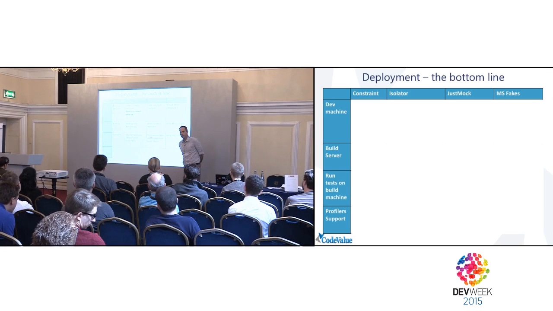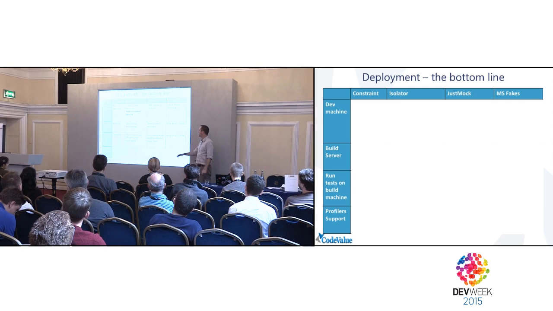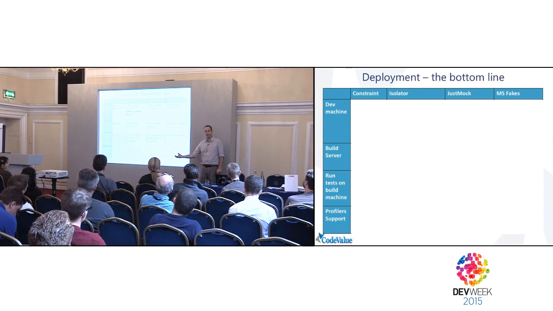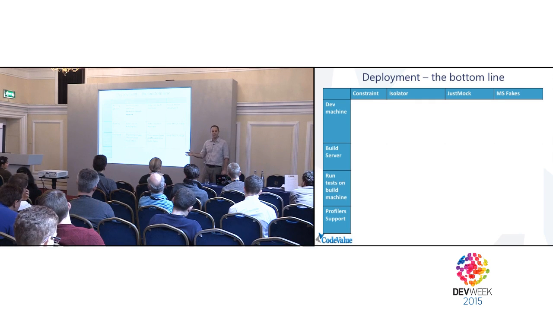To run the test on a build machine, constraint frameworks are no problem at all. In the case of Isolator and TypeMock, there are two environment variables, well documented. If you make sure they're set, it will work automatically if it's installed. Both of them also have an executable that does exactly that.